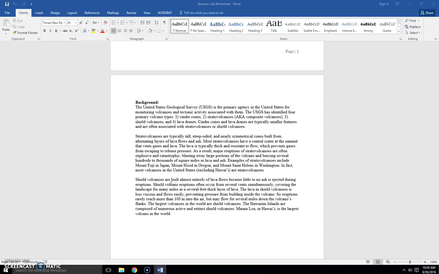The lava is typically thick and resistant to flow, which prevents gases from escaping to release pressure. As a result, major eruptions of stratovolcanoes are often explosive and catastrophic, blasting away large portions of the volcano and burying several hundreds to thousands of square miles in lava and ash. Examples of stratovolcanoes include Mount Fuji in Japan, Mount Hood in Oregon, and Mount St. Helens in Washington. In fact, most volcanoes in the United States, excluding Hawaii, are stratovolcanoes.